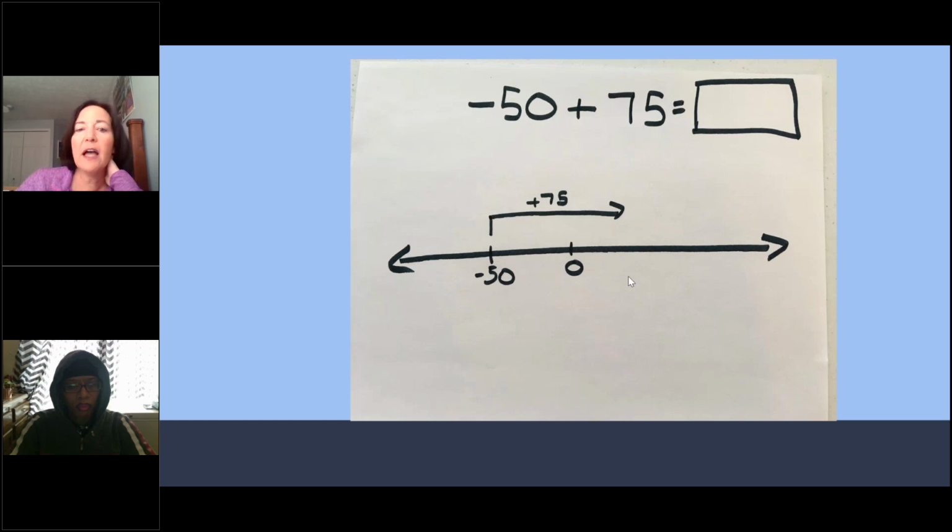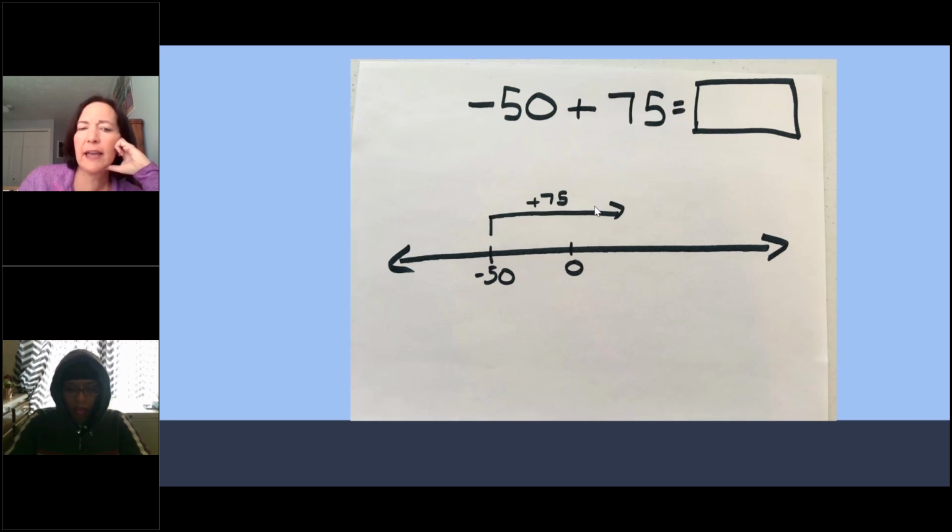I just draw the line. I always put my 0 just to kind of orient my brain. Okay, where am I compared to 0? My starting point for this problem was negative 50. So I always put my starting point, and I know that's going to be to the left of 0 because it's a negative number. And I know when I'm traveling, I'm going to be going positive 75. So I'm going to be going in the positive direction, 75 jumps. So I'm here and I know I'm going to be traveling to the right.